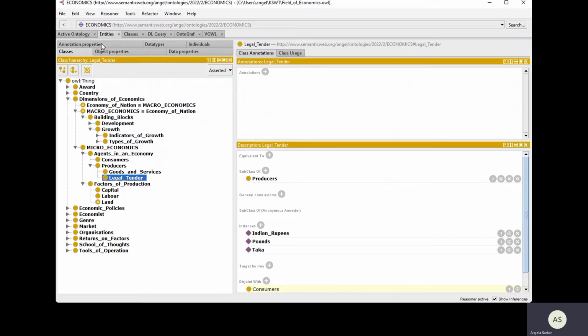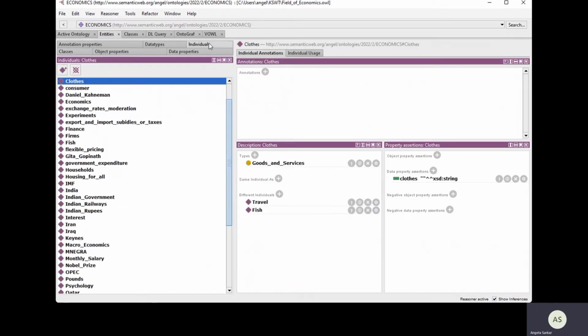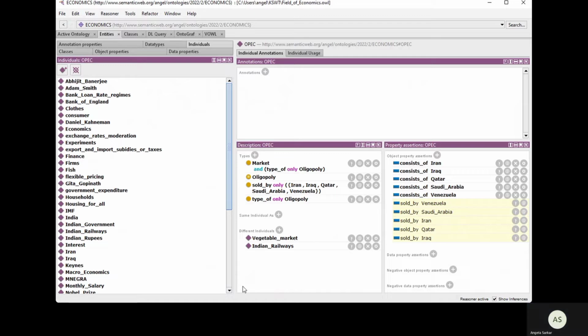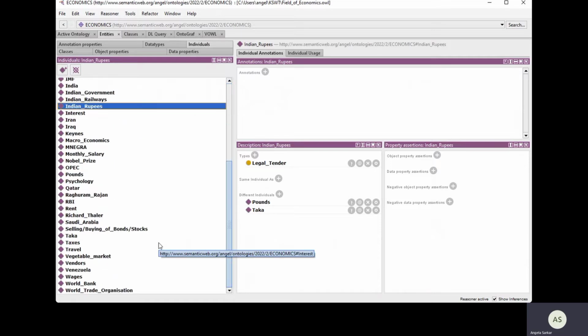Let's have a look at the individuals. So this is done with the classes. There are around 51 individuals in total. As you can see, this is a particular individual where I have defined OPEC, and this is Indian rupees, and there are many more.